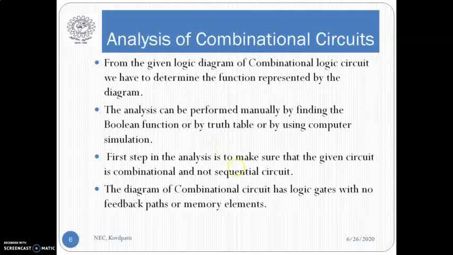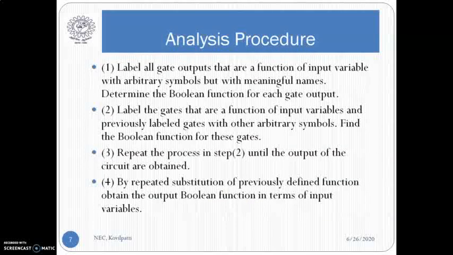So first we have to find out whether the given circuit is combinational or sequential. As we said, to identify that this is a combinational logic circuit, we check whether there is any feedback path or memory element present. If not, then we decide the given one is a combinational circuit. Then all the input variables, intermediate outputs and final outputs are labeled with arbitrarily meaningful names, and for each intermediate and output variable we form a Boolean expression in terms of input variables and a mixed mode.